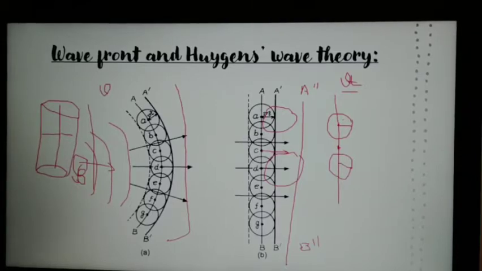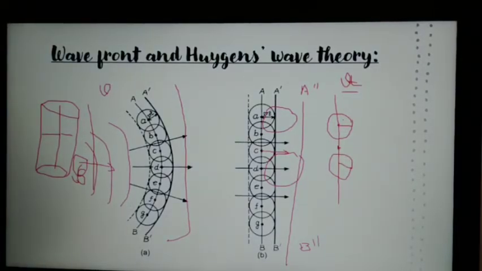So the first postulate is every particle of the medium situated on the wavefront acts as a new wave source from which fresh waves originate. Here, fresh waves are originating, and these waves are called secondary wavelets. Second postulate is secondary wavelets travel in the medium in all directions with the speed of the original wave in the medium. So secondary wavelets can also travel with the same velocity. Then the envelope of the secondary wavelets in the forward direction at any instant gives the new wavefront at that instant.